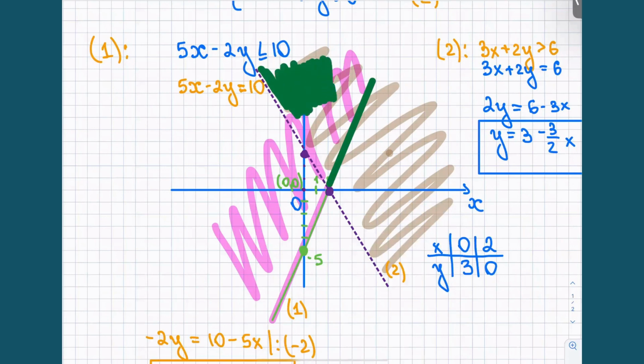And then, dear students, it will be only that region right here, which belongs to both, but not that dashed line. The dashed line is not included. Why? Because it doesn't belong to the brown region. It only belongs to the pink region, but not to the brown region.